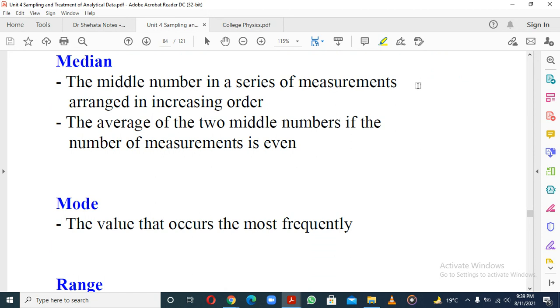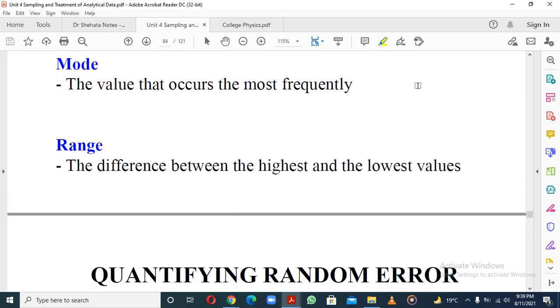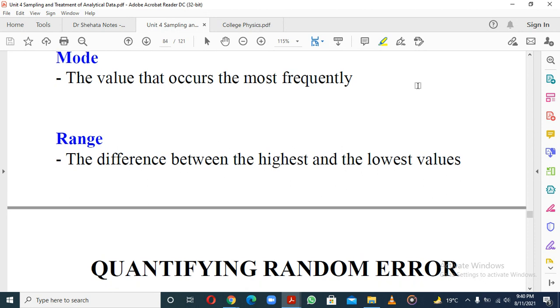Then what's the mode? The mode is just the value that occurs the most frequently. For this one, they will give us the masses and ask which one is the mode. And if they all occur one time, then there is no mode. Then what's the range? The range is simply the difference between the highest and the lowest values.